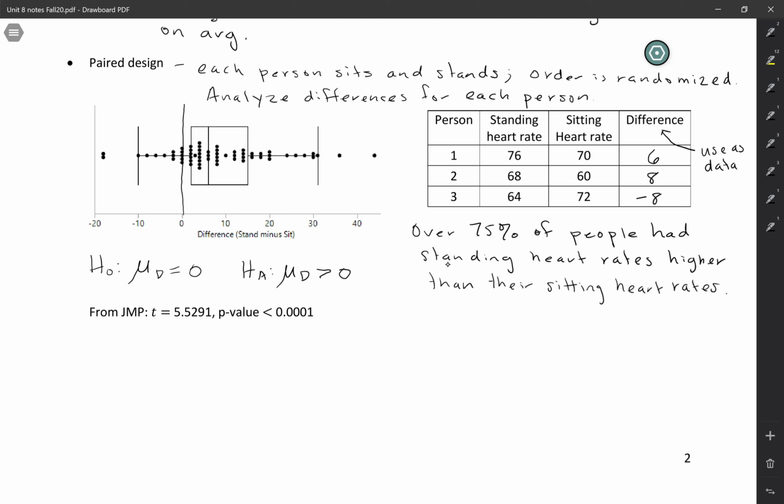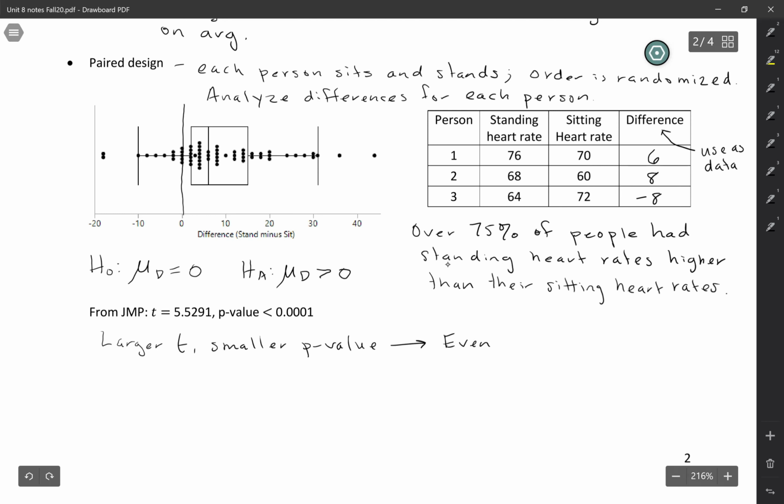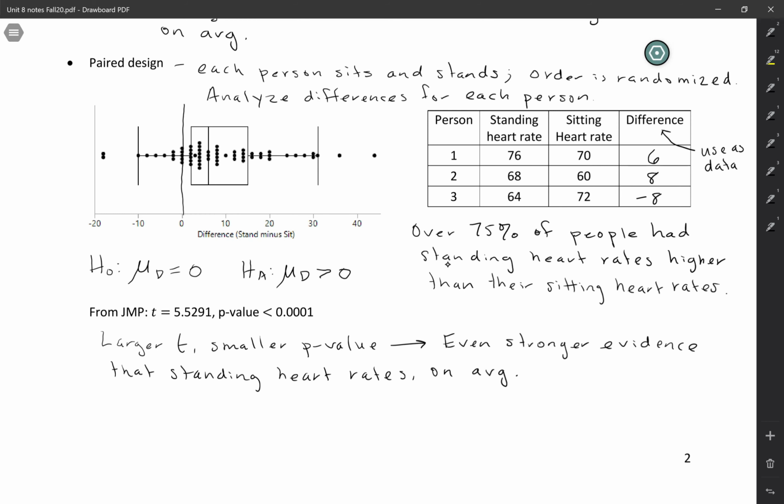So let's compare the strength of evidence to the earlier study design. We've got a larger t-statistic than we had before, and we have a smaller p-value than we had before. So if you have a larger t-statistic and a smaller p-value, that means that we have even stronger evidence this time, right? It was already pretty strong, but we have even stronger evidence that standing heart rates are higher on average. So this could be really important, especially if you have like a small sample size, something like that. It can be a lot easier to show what you're trying to show if you use a paired design as opposed to an independent groups design.